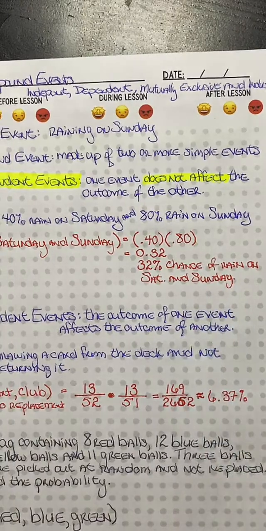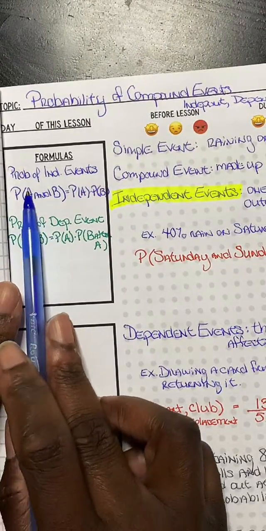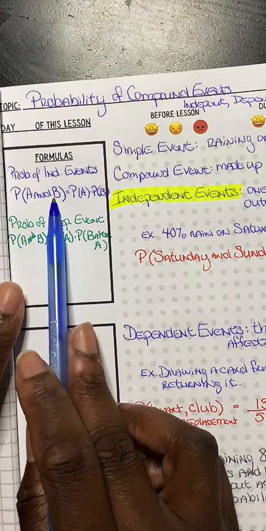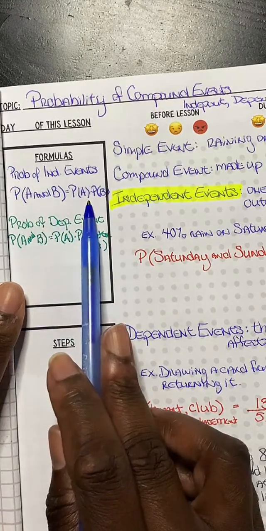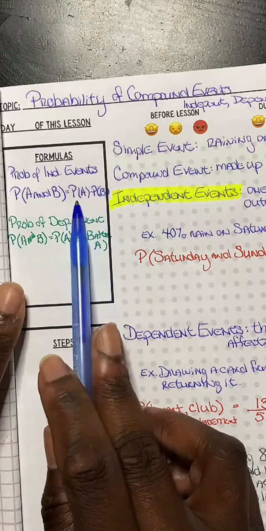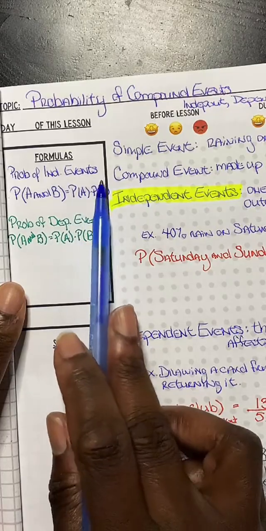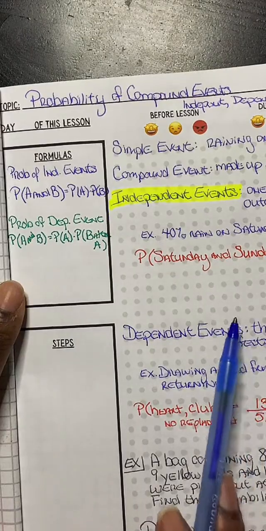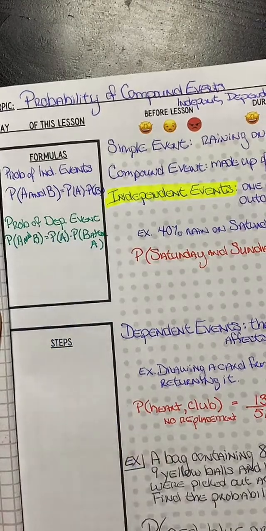So most of the times when they're looking at probability of two events and they're saying and, that means A is one event and B is another event. So we're treating it as two separate things. One doesn't affect the other. So when I see the word and, I'm actually multiplying. So we take the probability of event A and multiply it to the probability of event B. All right. So with that being said, we also have the probability of dependent events.